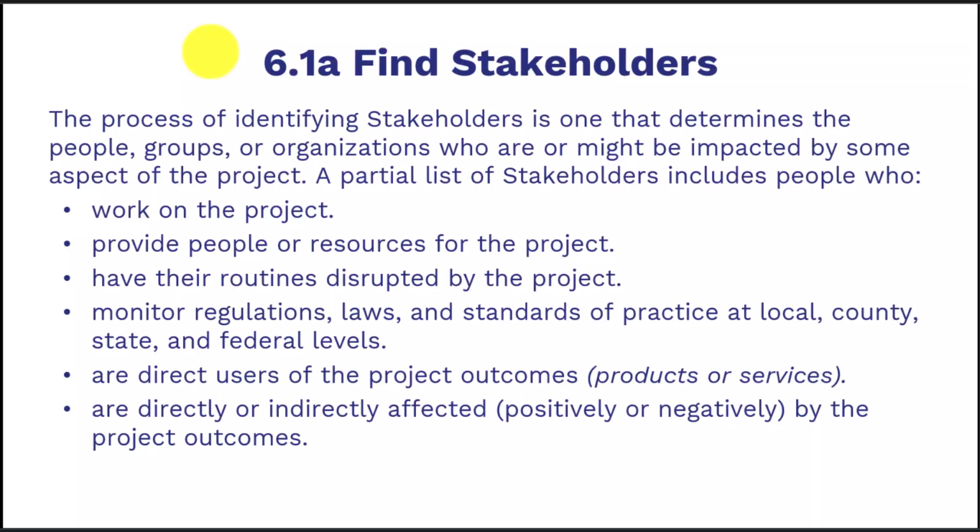6.1a. Find stakeholders. Identify every person, group, or organization affected by any part of the project. Include those who work on it, supply people, funding, or resources, whose routines are disrupted, regulators at local, county, state, and federal levels, direct users, and anyone directly or indirectly affected by outcomes. Record names, roles, interests, and engagement.